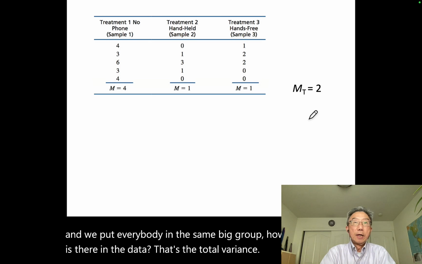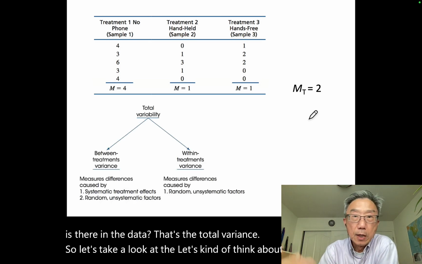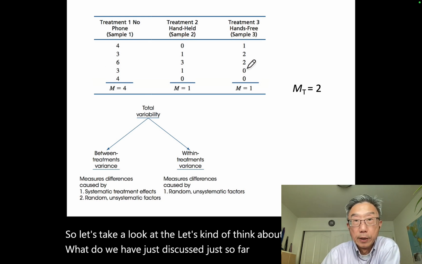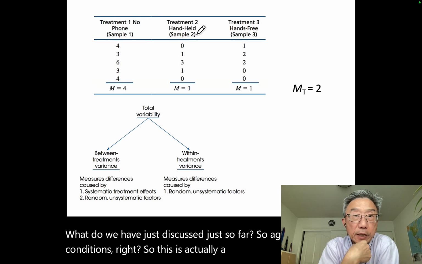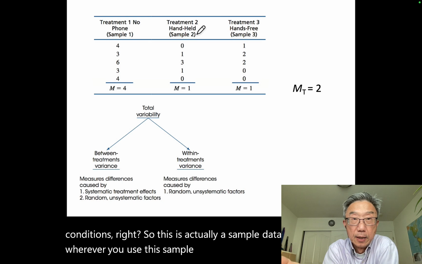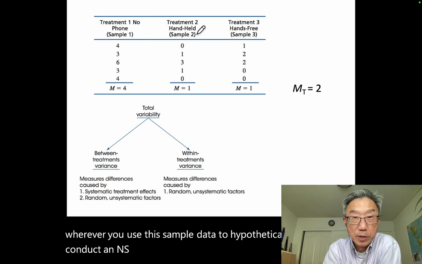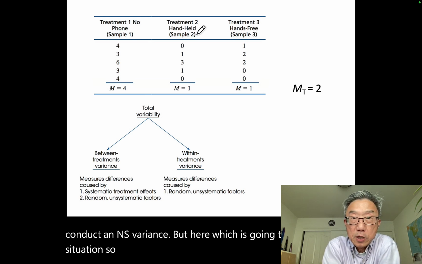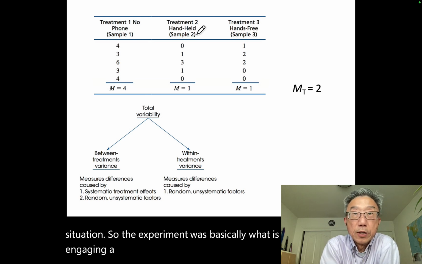So let's think about what we have just discussed so far. Again, 3 conditions. This is actually sample data for activity 10-1. We are going to use this hypothetical data set to conduct an analysis of variance, but here, we're just going to present the situation. So the experiment was basically about the effect of engaging in a phone conversation when you drive.